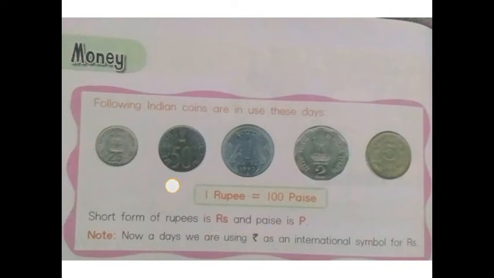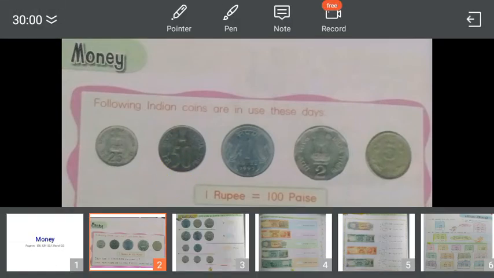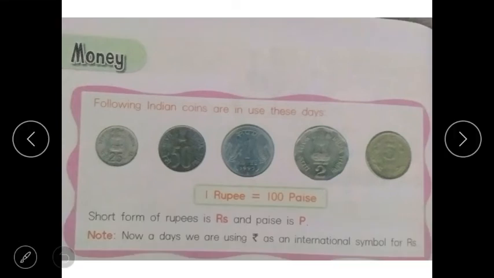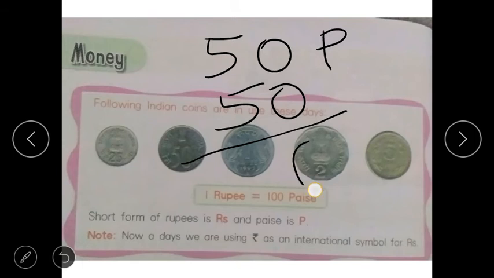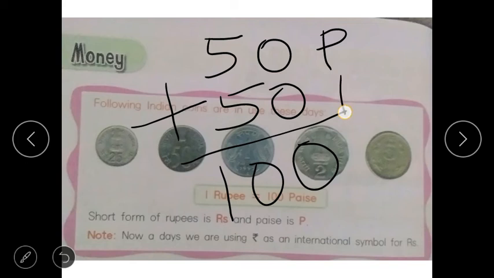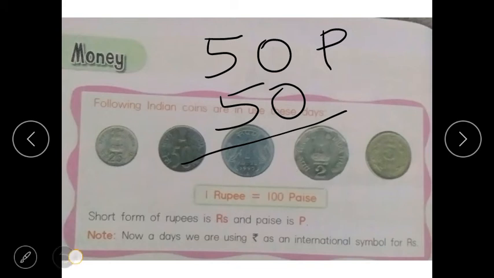Like here, 50 paisa is there, no? So 2 of 50 paisa makes 100. This is 50 paisa, and one more 50 paisa. 5 plus 5 is 10, so 50 paisa and one more 50 paisa makes 100. In the same way, 1 rupee equals 100 paisa. If you have these two 50 paisa coins, it will be 1 rupee. Clear?